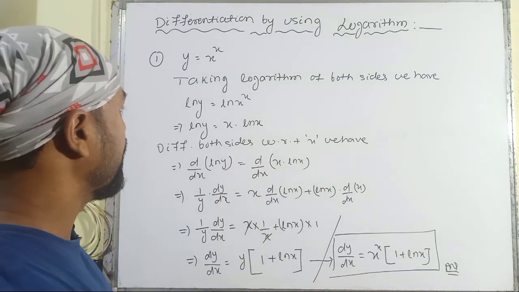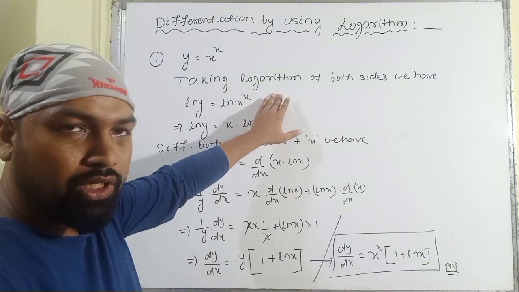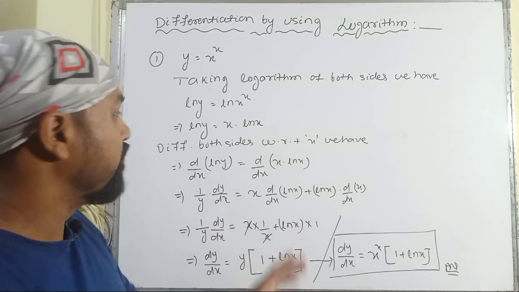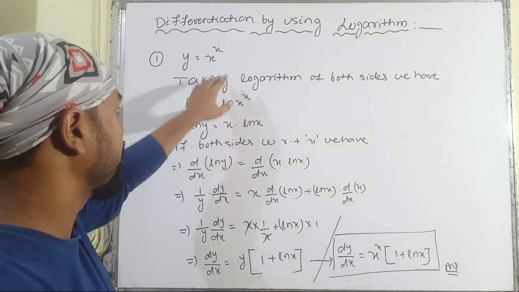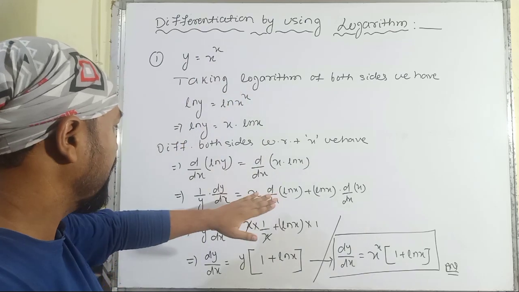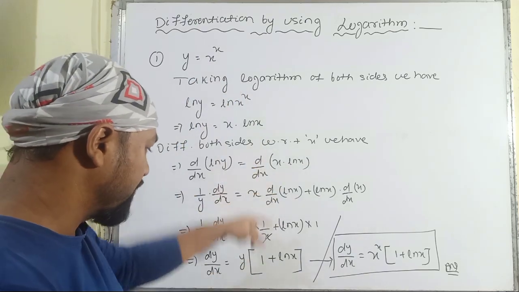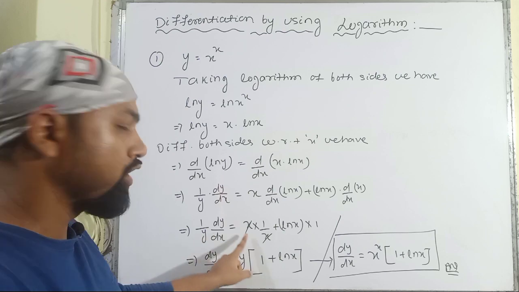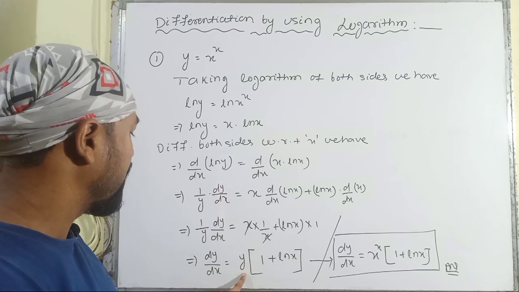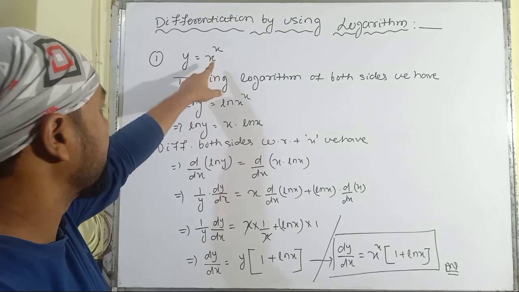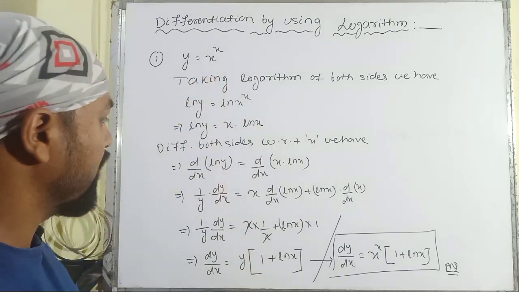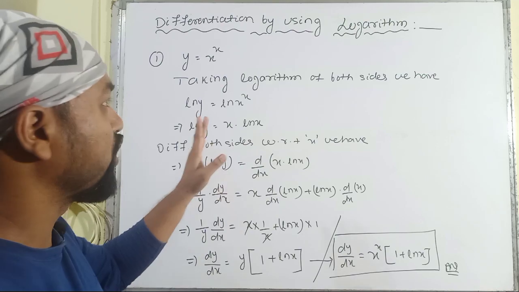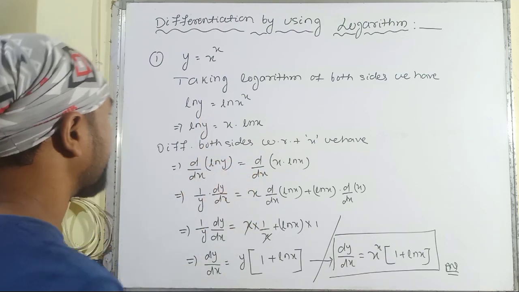So first of all, we are taking the logarithm of both sides. Then we are differentiating both sides with respect to the independent variable, and the independent variable here is x. Then we are simplifying the steps, and at last we are shifting the y towards the right side, and then we are putting the value of y which is given in the question. Then moving towards the second question, which is based upon differentiation by using logarithms.